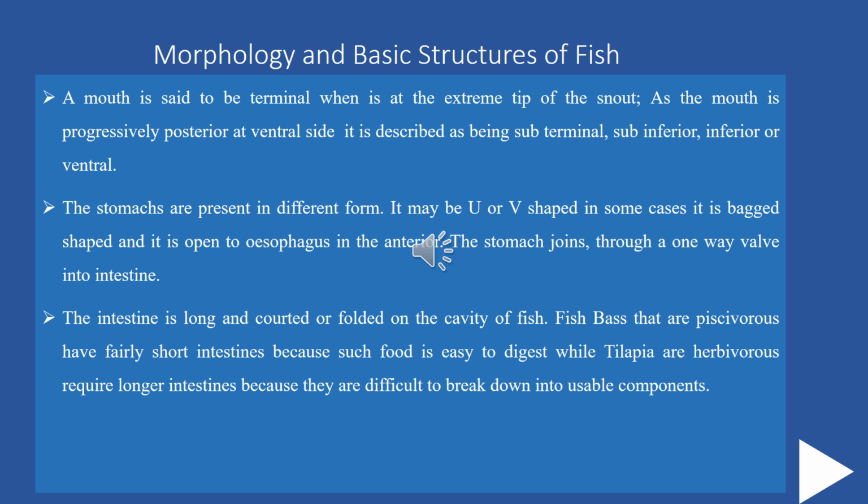The intestine is long and coiled or folded in the cavity of fish. For example, bass that are piscivorous, that means they eat other fish, carnivorous, have fairly short intestine because such food is easy to chemically digest, while tilapia are herbivorous, require longer intestine because the food is difficult to break down into usable components.